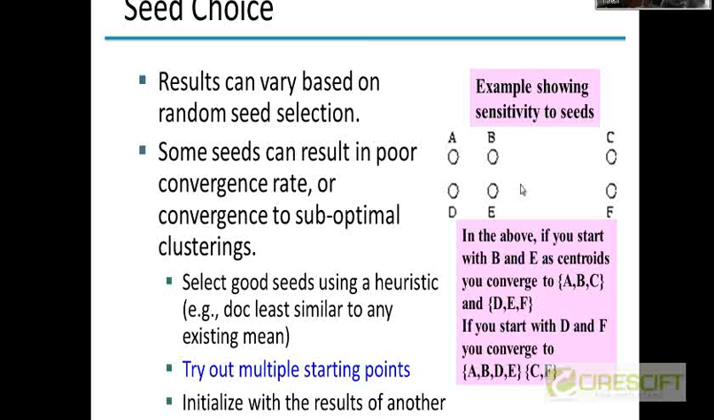So you can see that depending on where you start, your solutions or your clusters could be different at the end. So some seeds can result in a suboptimal clustering. It's also possible that the convergence rate could be different depending on how you seed at the beginning. So you may require a larger number of iterations to converge with a particular kind of seed selection.